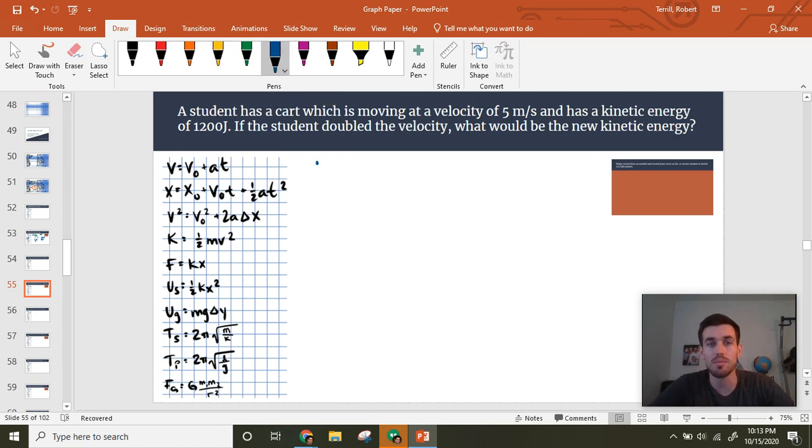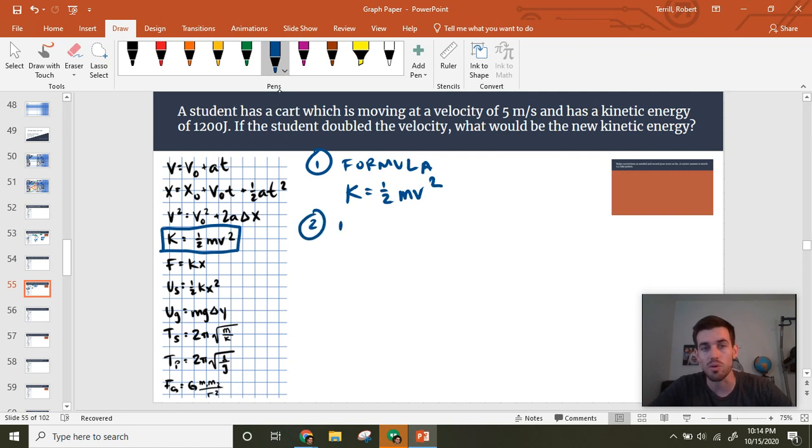All right, first thing that I'm doing is I'm going to figure out my formula. This is something that's talking about kinetic energy, so we should just jump straight to our kinetic energy formula. That's K equals 1/2 mv squared. Our next thing that we're going to do is we're going to figure out our factors. What's changing, what's not changing.